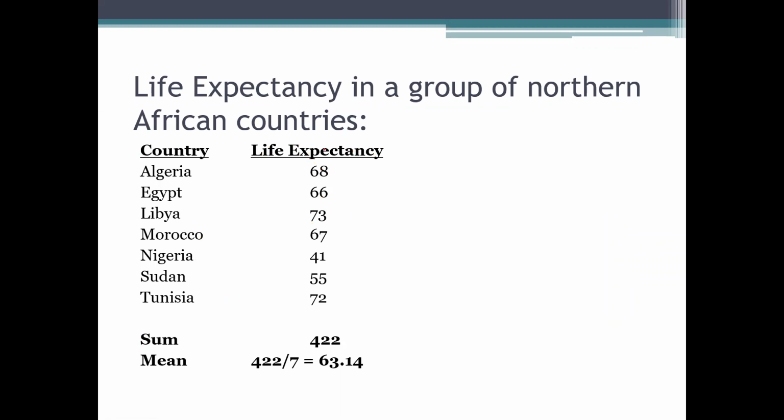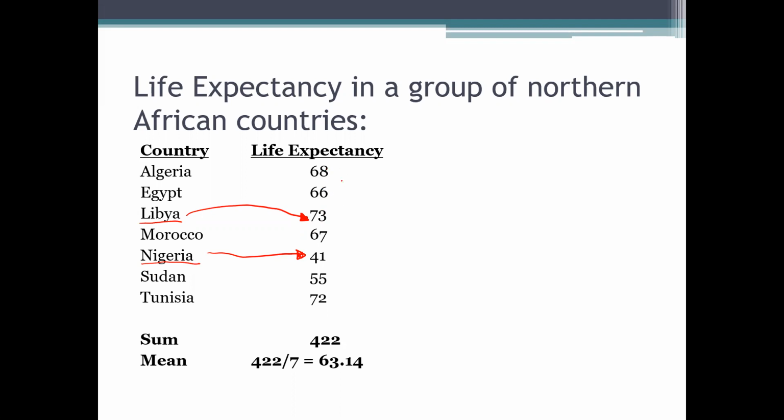Who has the highest life expectancy? Looks like Libya, right? So Libya's life expectancy was 73. Who has the lowest life expectancy? This was crazy. Yeah, Nigeria does. The life expectancy there was 41. And I was shocked by that because I'm getting into my late 30s, almost 40s. So I was like, oh, that's crazy.